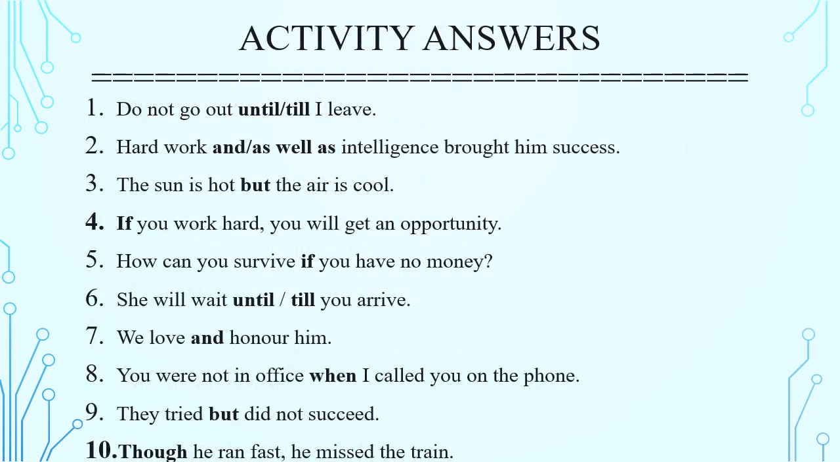Here are the answers. All answers are typed in bold. Let us see one by one. Do not go out until or till I leave. Until and till, both conjunctions are correct in this sentence. Hard work and, or as well as, intelligence brought him success. And or as well as, you can use any one conjunction here. The sun is hot but the air is cool. If you work hard, you will get an opportunity.